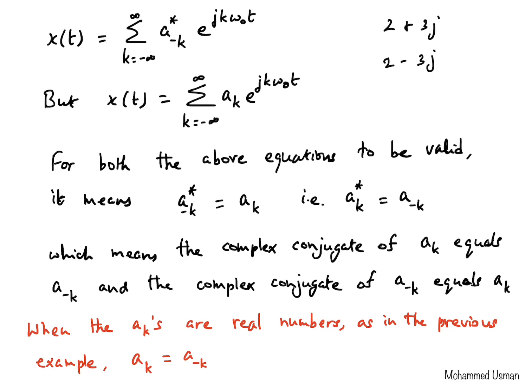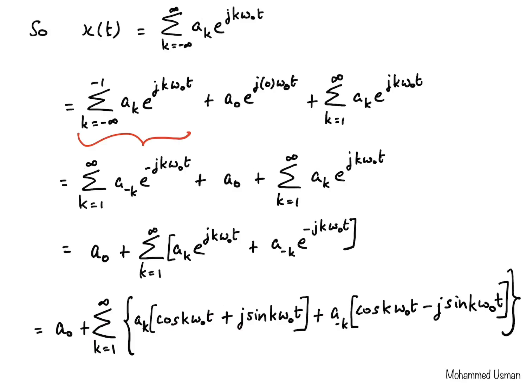So for example, if this imaginary part was 0, then ak and a minus k would be the same, right? So that's one piece of information that you need to bear in mind, which will be useful when computing the Fourier series coefficients. Okay, now with this information we can proceed to simplify the representation of x of t.